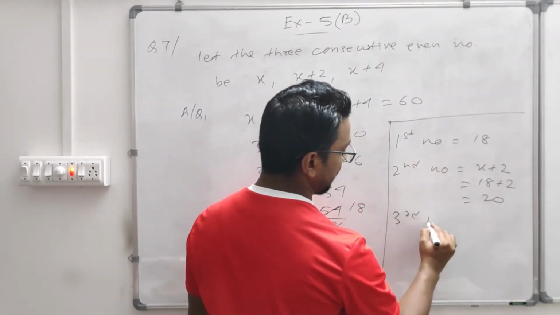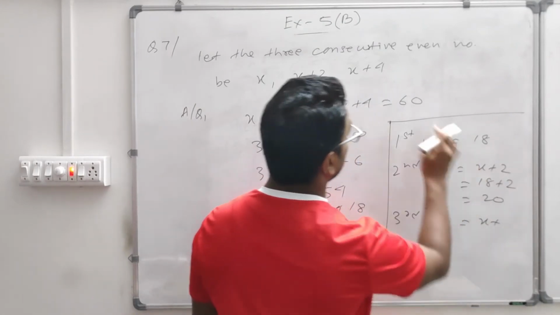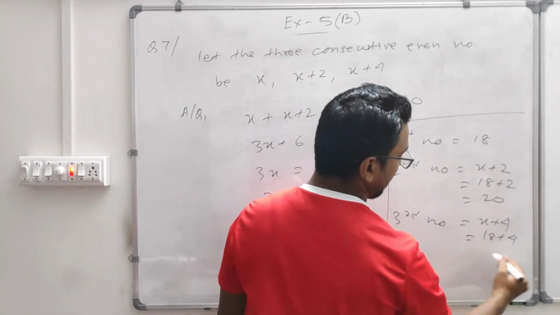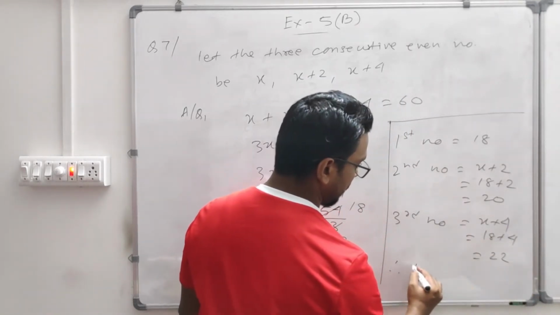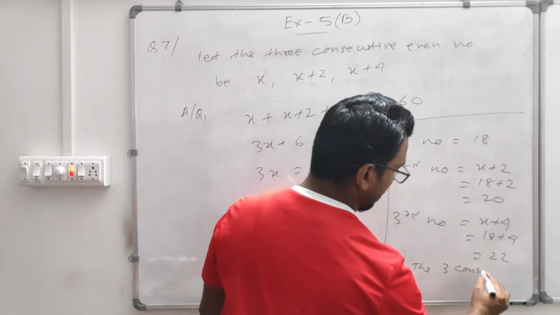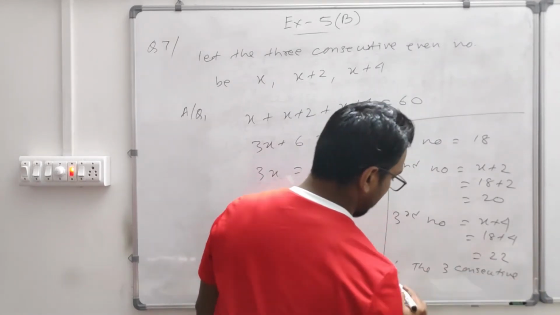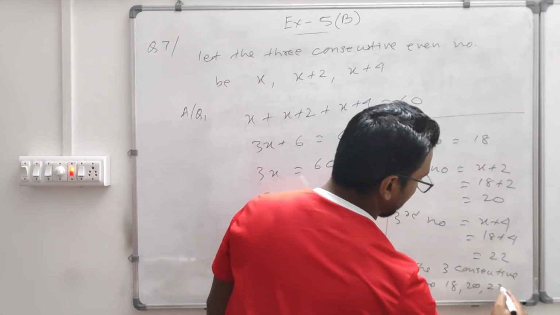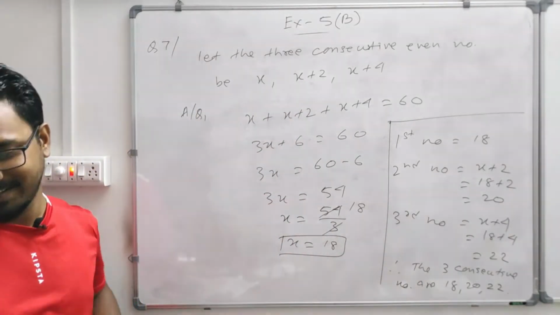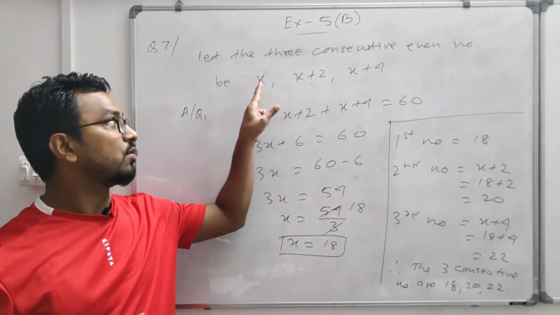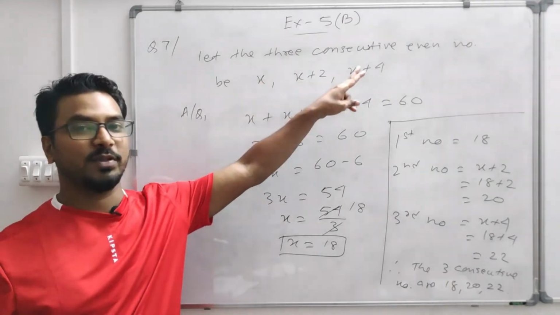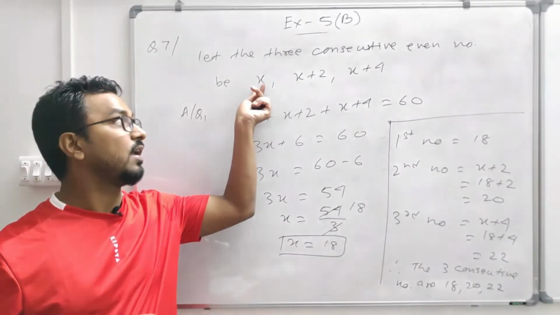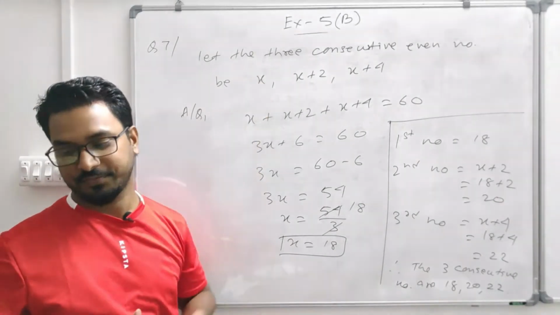What will be the third value? Third number is x plus 4. So if you add 18 plus 4, you will get 22. Therefore, the three consecutive numbers are 18, 20 and 22. Fine. In case of odd also you can take x plus 2, x plus 4, x plus 6 like that, because x will be the odd number. In this case the x is even number.